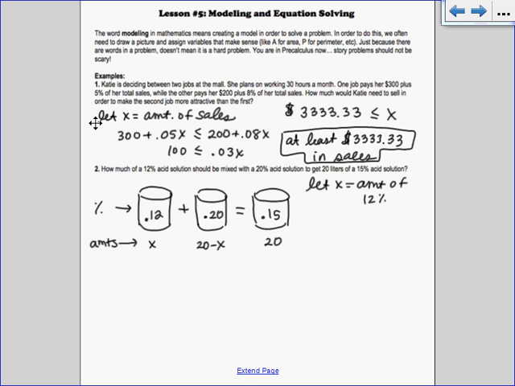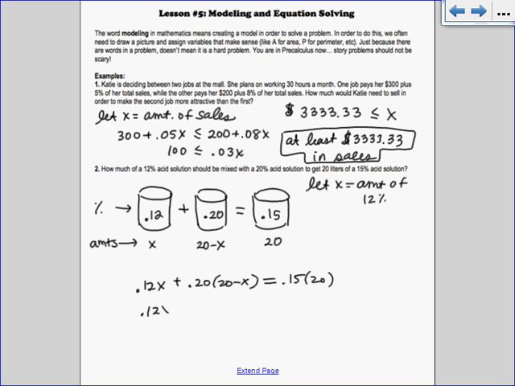So yes, if I take like 3 liters of the first one, then I need 17 liters to create the 20 liters, right? If I take 5, I need 15 to create 20. So those numbers all add up on the bottom. When you create our equation, it's talking about the amount of acid in each of those. So the amount of acid is 12% times the amount we have, plus 20% times 20 minus x equals 15% times 20. And we just solve the equation.